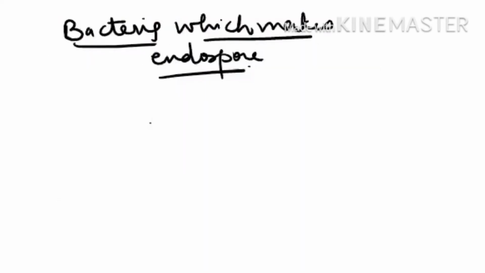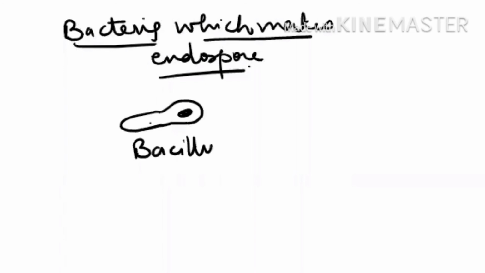Now we should learn which bacteria make endospores. See, if you remember, once again I'm discussing it, this is the NCERT diagram. The bacillus shape is making the endospore. Another one which is very harmful is Clostridium. And this is very harmful.